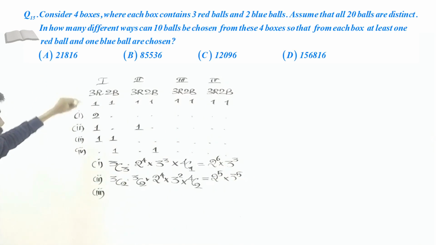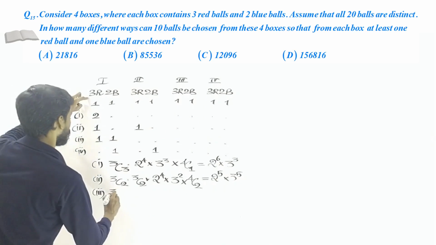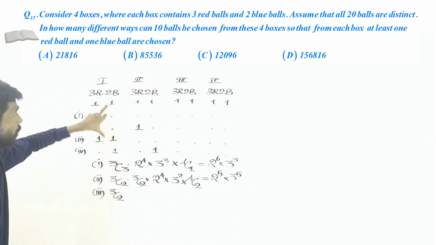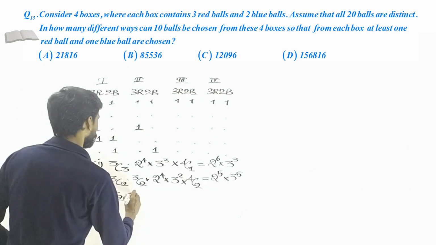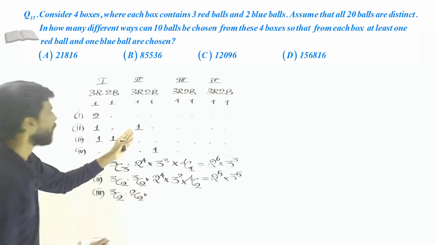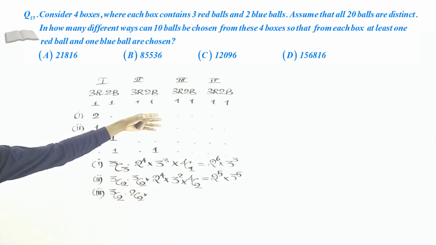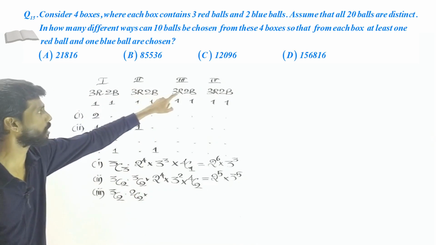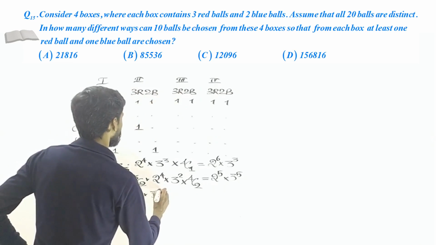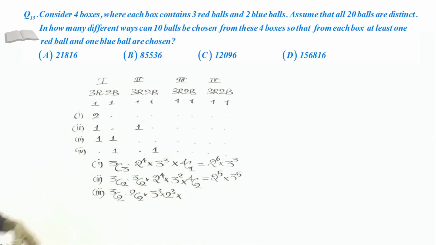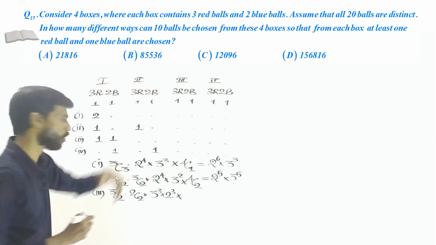So what is the third one? Here we have 1 plus 1, 2 red balls from the first, so 3C2. And 2 blue balls from these two, that means 2C2. And from the remaining we are only selecting 1, which means 3C1, 2C1, 3C1, 2C1. So 3 to the power 3 multiplied by 2 to the power 3. Again this should be multiplied by, see, we are selecting 2 red balls from one of the boxes. Which box? Any one box we can select, so 4C1.